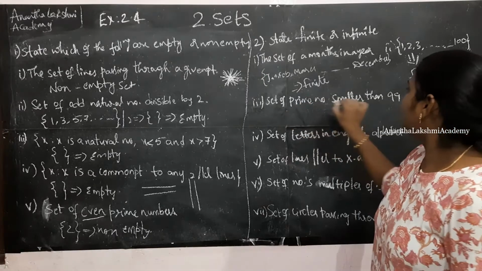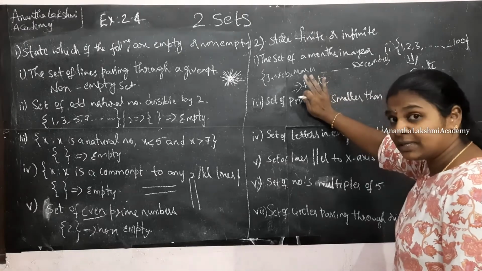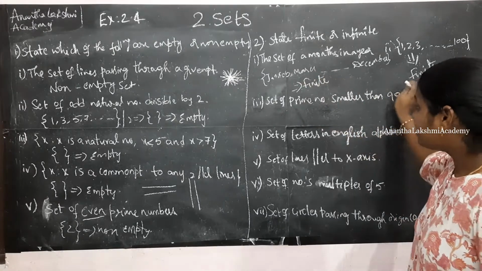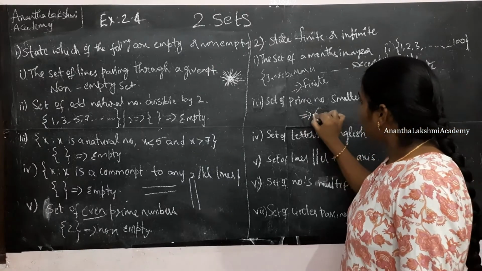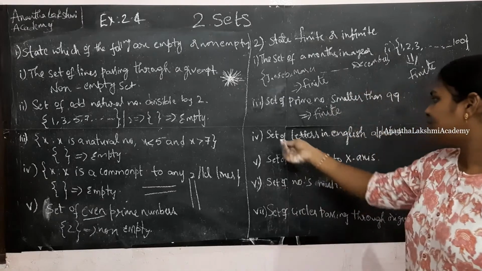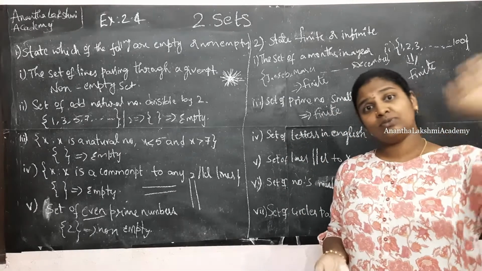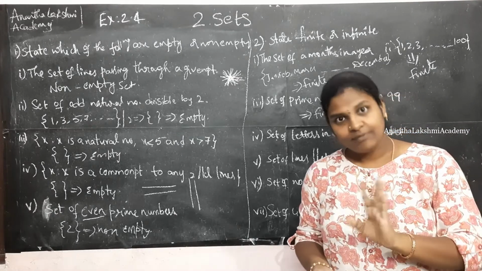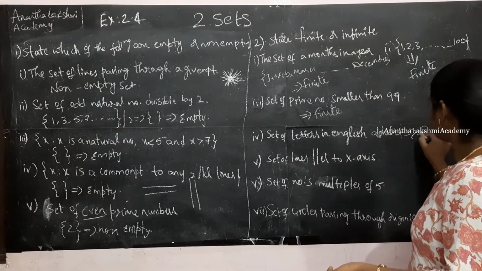Now, the set of prime numbers smaller than 99. If they just said set of prime numbers, that is an infinite set. But they have given the limit, smaller than 99. Hence, this is also a finite set. And the fourth bit is the set of letters in the English alphabet. How many letters do we have from A to Z? 26. Now, these are countable. Hence, this is a finite set.